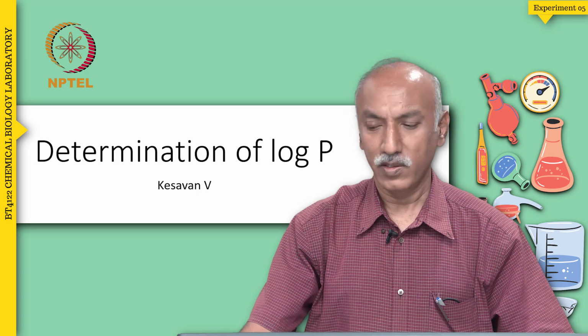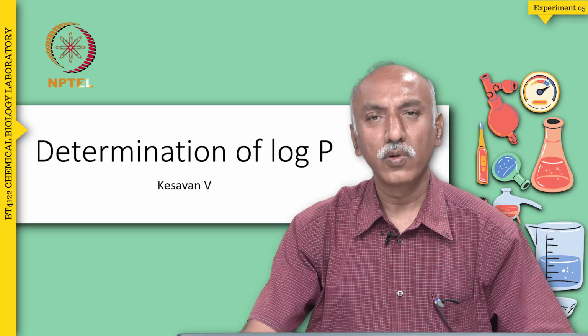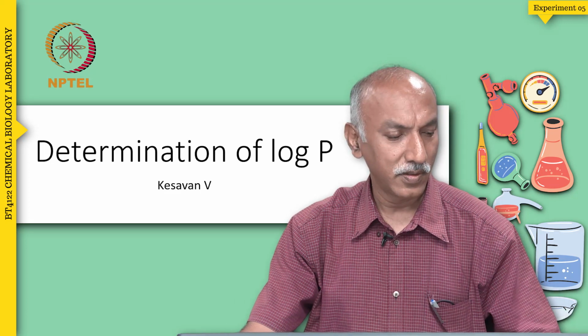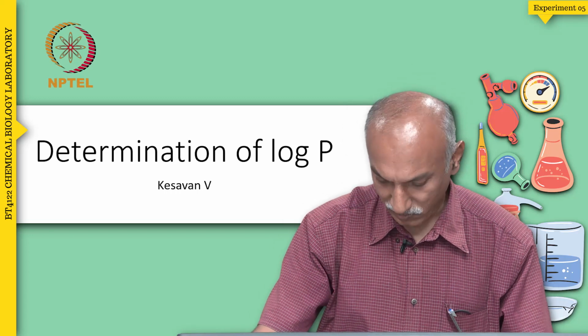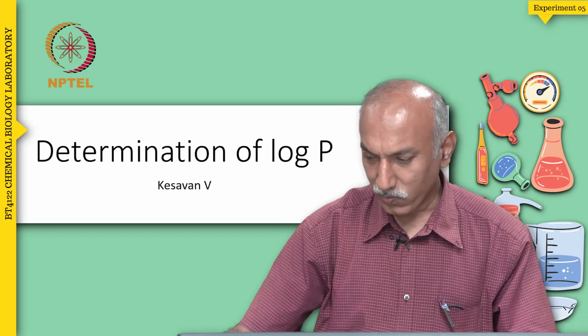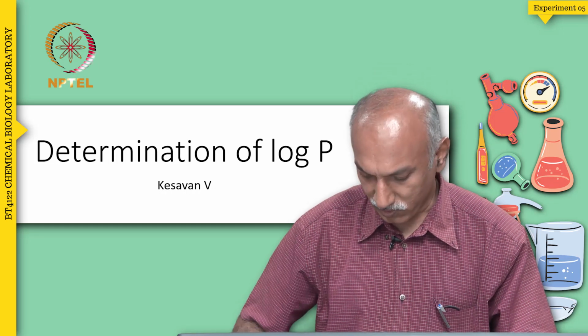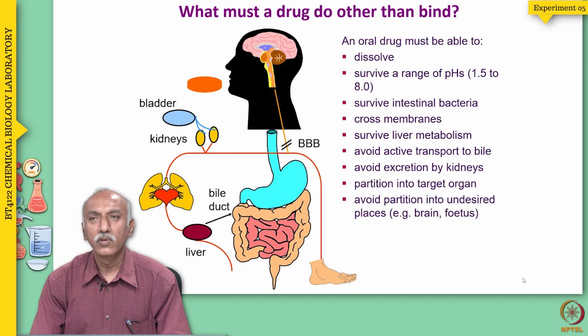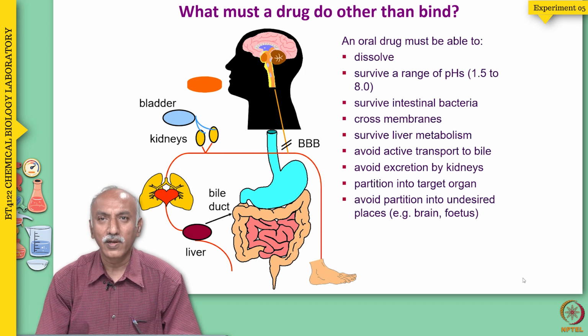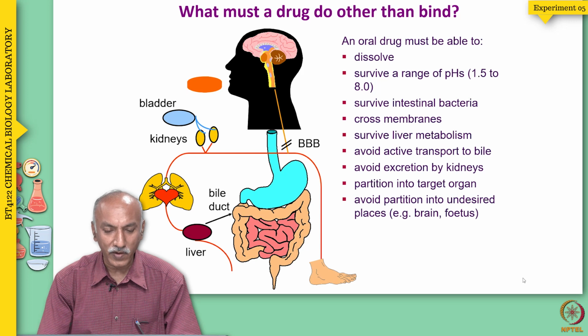In this experiment, you will be shown how to determine the partition coefficient of drugs. So, what happens to the drug when it gets consumed? You see that in order for the drug to bind to the particular site of activity, the body of activity.